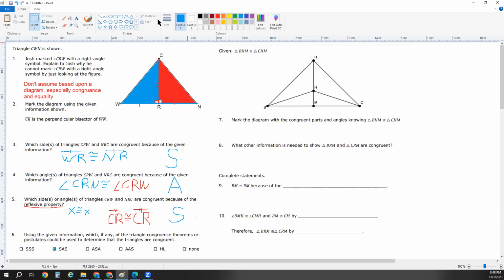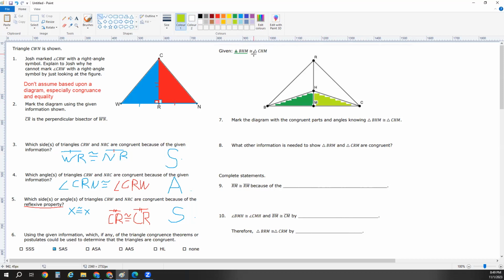I have a little triangle up here, and it's telling me that I'll do this triangle green. Triangle BHM, I'm just going to call that triangle green. Triangle green is congruent to triangle CHM. I'll call it triangle light green, CHM.